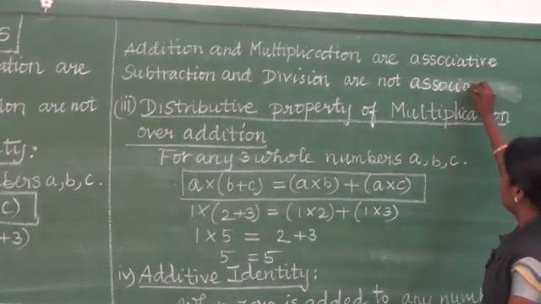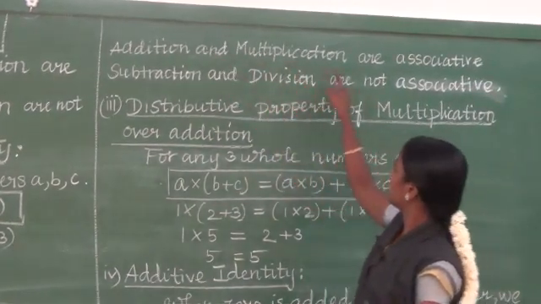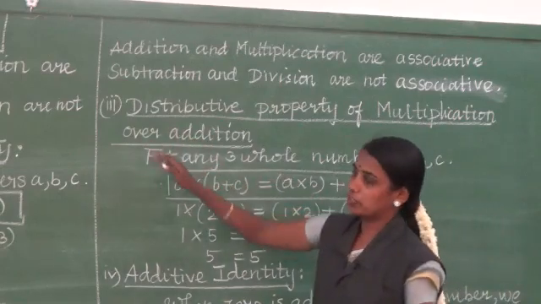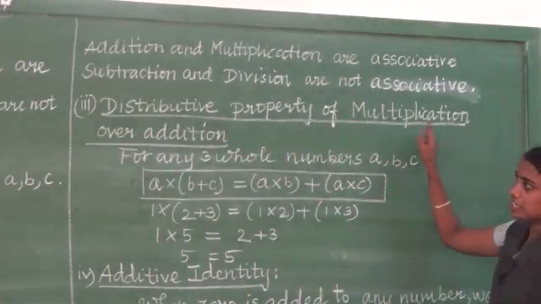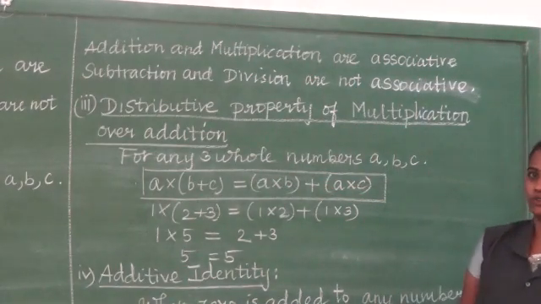Subtraction and division are not associative. Addition and multiplication are associative. Okay, clear? Next property is the distributive property of multiplication over addition.